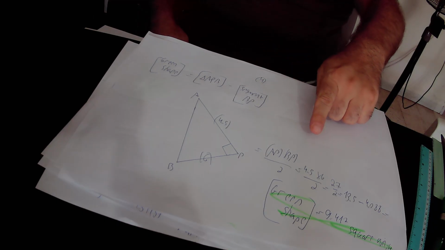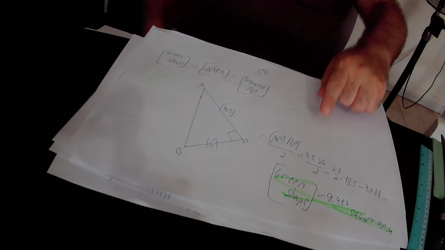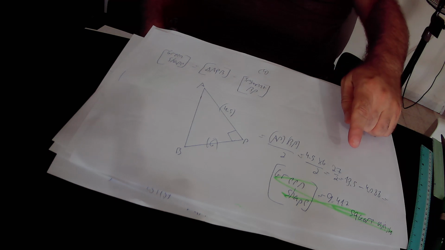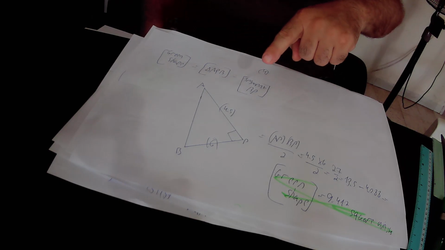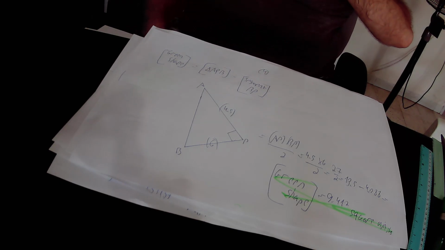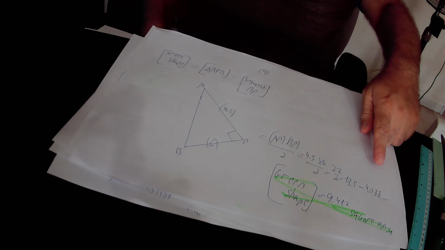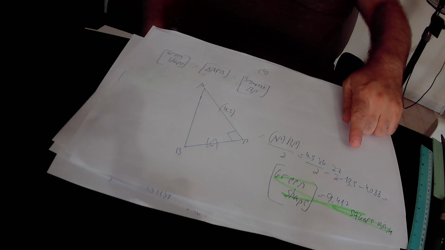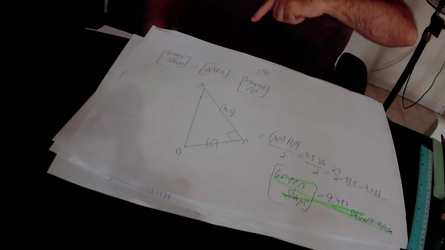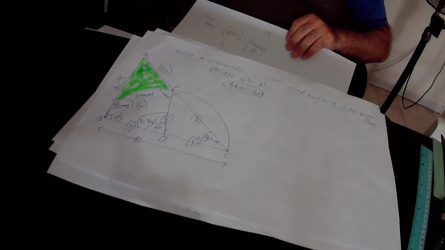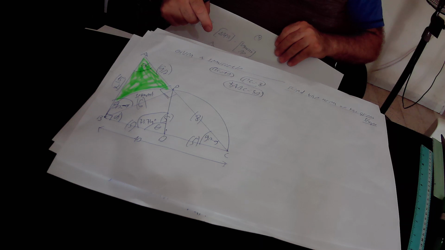AP is 4.5, PB is 6, divided by 2. 4.5 times 6 is 27, over 2 is 13.5 square units. So the area of this right triangle APB is 13.5 square units, minus the area of segment BP, which we already found is 4.088 square units. So 13.5 minus 4.088 is 9.412 square units. So in total, we found that the area of this green shape, the area we are looking for in this question, is equal to 9.412 square units.